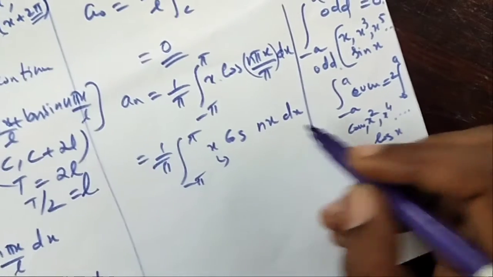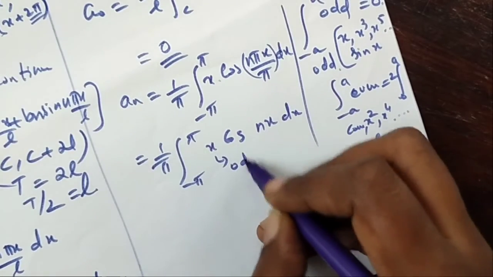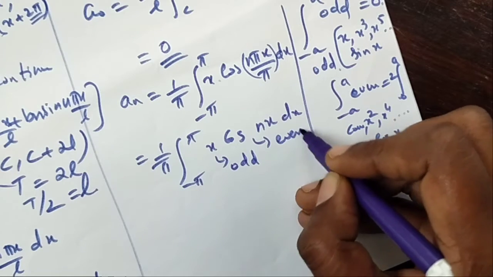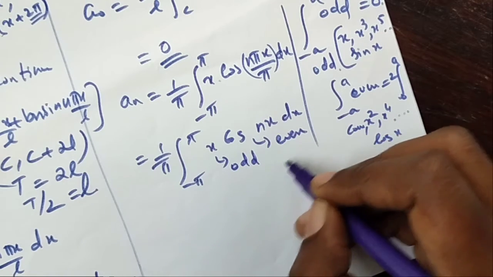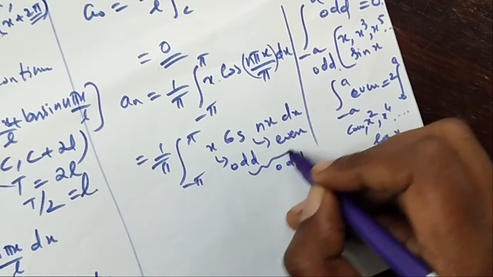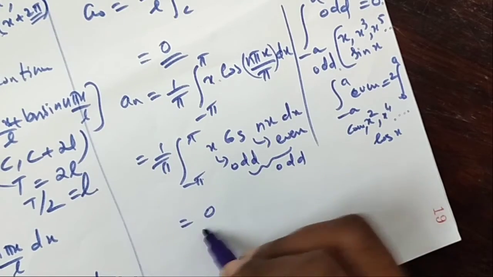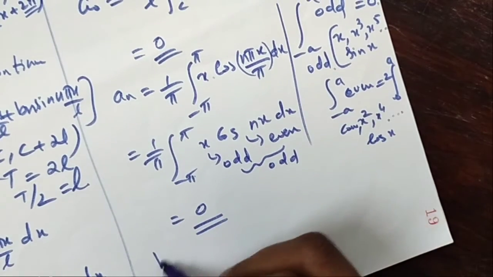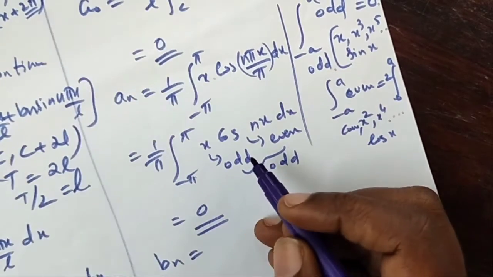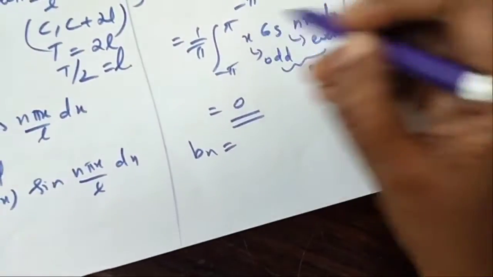So here the limit is minus pi to pi, so we can check odd or even. x is an odd function, cos is an even function. So odd into even will be an odd function. So the odd function from minus pi to pi is also 0. Simply we can find the integral if the limit is minus a to a.